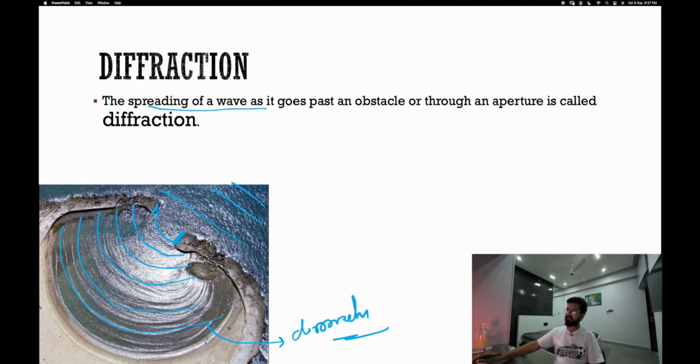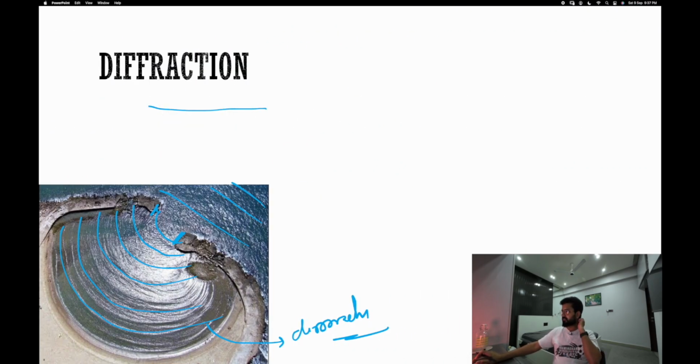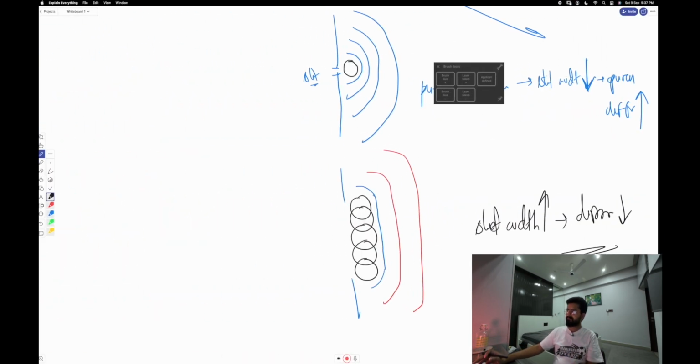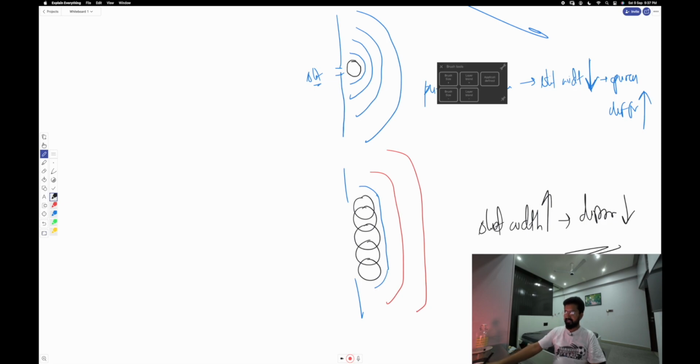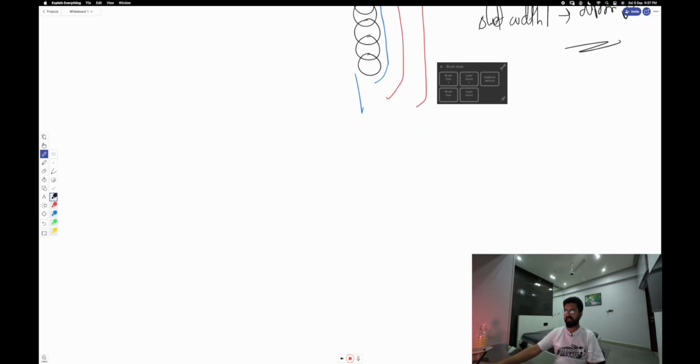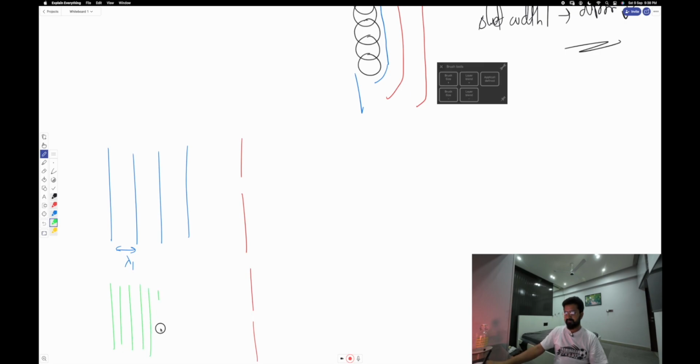So what are the conditions for larger diffraction? The first condition is that the larger the slit width, the smaller the diffraction; the smaller the slit width gives you larger diffraction. The second factor that affects the diffraction is the wavelength. Sir, why? Let's take two waves of different wavelengths. This is wave number 1 of wavelength lambda 1, and I'm sending a second wave of smaller wavelength. You can see from the diagram itself, the second wave has a lesser gap between two consecutive wave fronts, so lambda 2 is less than lambda 1.